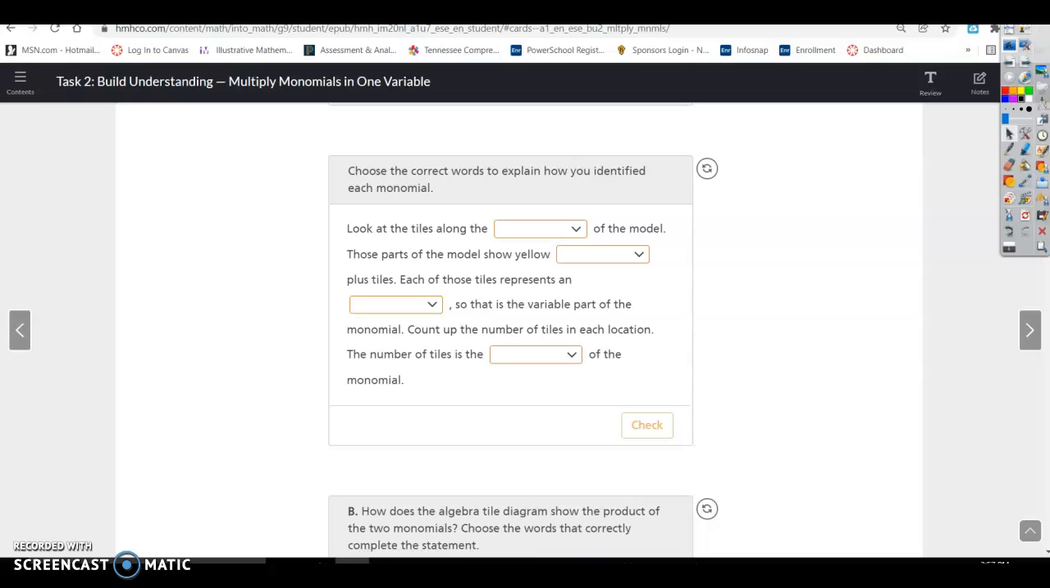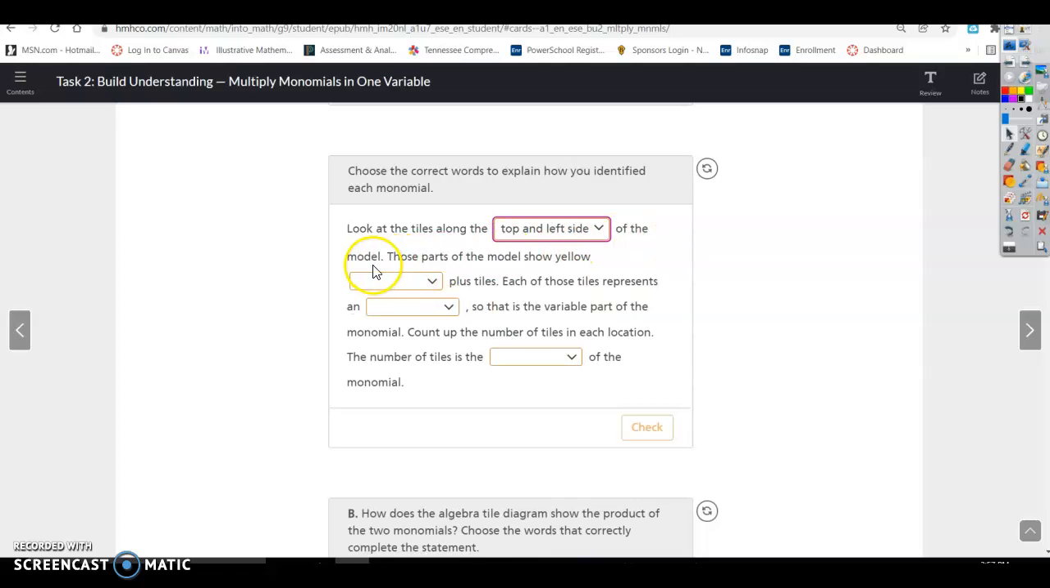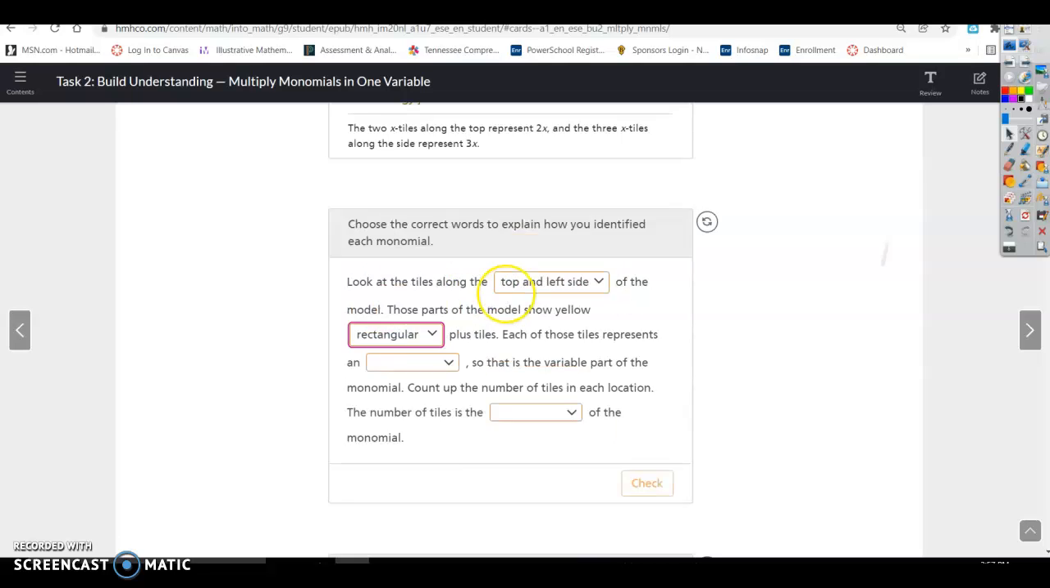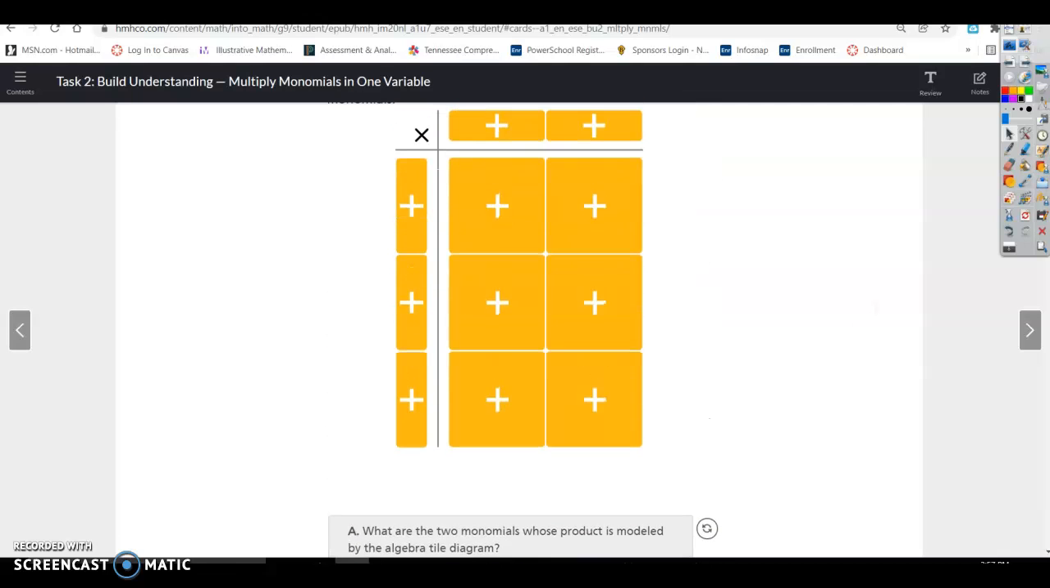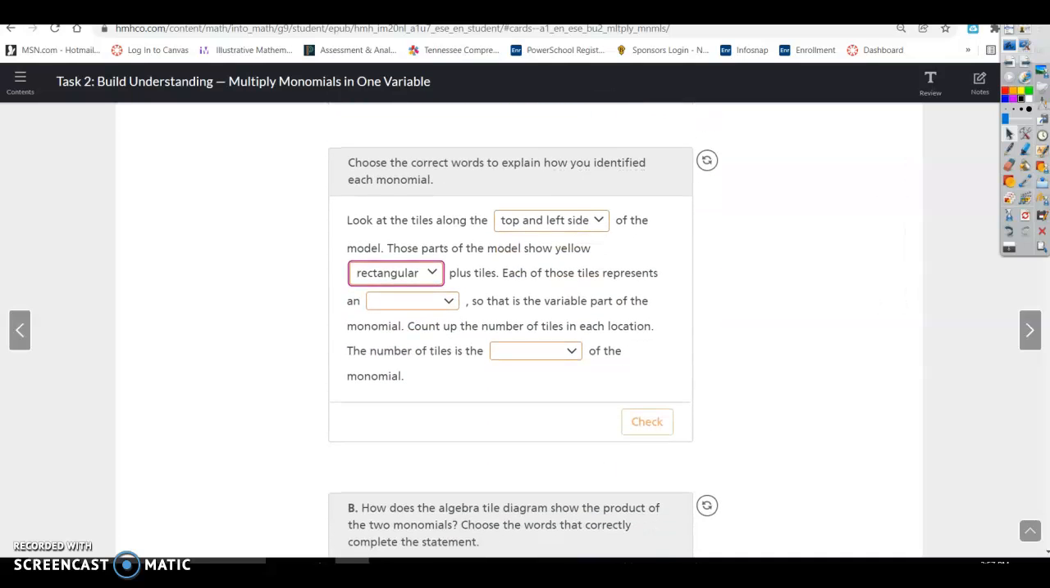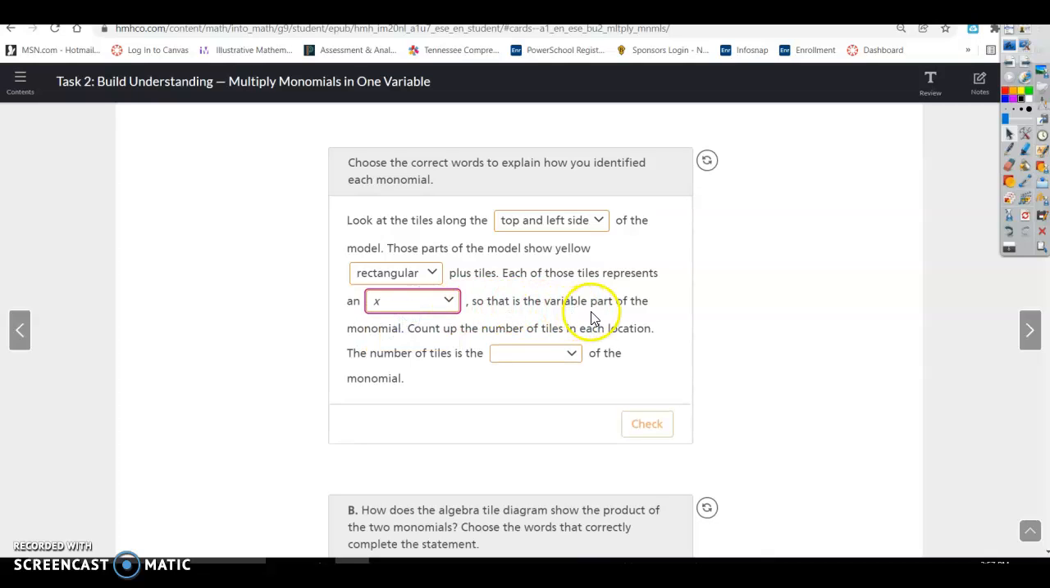Choose the correct words to explain how you identified each monomial. Look at the tiles along the top and left side of the model. Those parts of the model show yellow rectangular plus tiles. So you can see the rectangular tiles on the left side and the top. Each of those tiles represents an x, so that it is a variable part of the monomial.